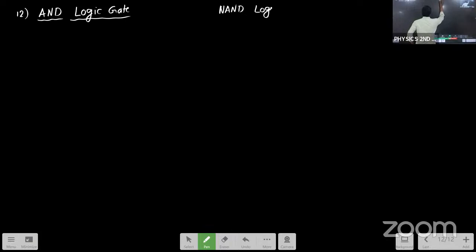What is that? I am writing AND logic gate. And here I am writing NAND logic gate. This is the last question from semiconductor devices.